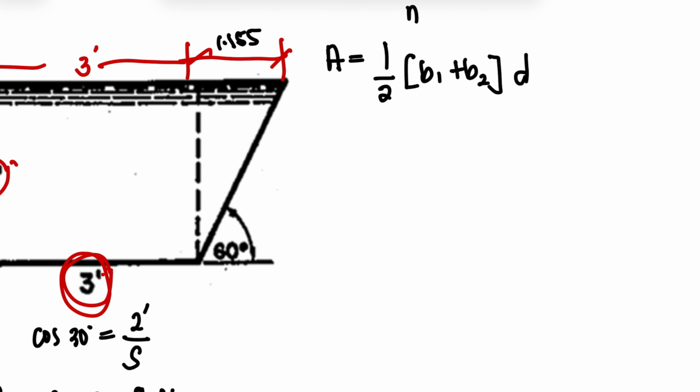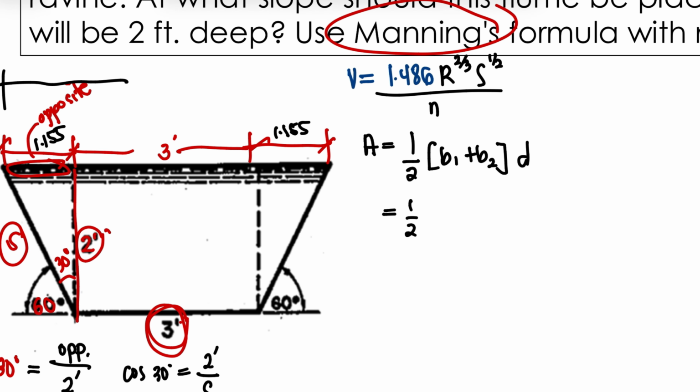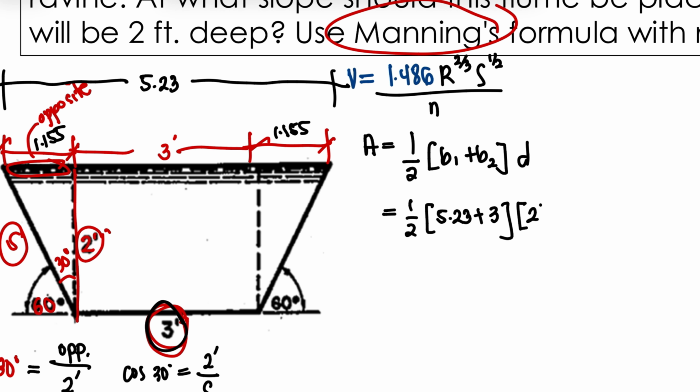Alright, so for this one, we can add the width 3 plus 1.15. So we have here the total width 5.23. Yan na ilalagay natin dito. 5.23 plus 3, which is this one, bottom width. The depth is 2 feet. So we can get the value of area. It is equivalent to 8.31 feet squared. So this one is our area.